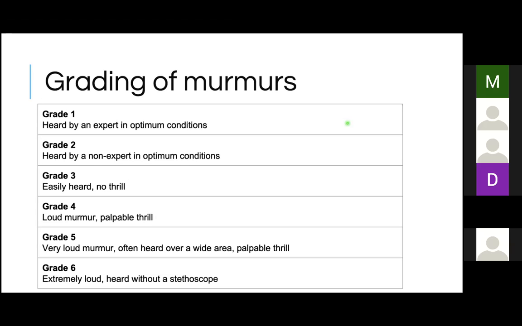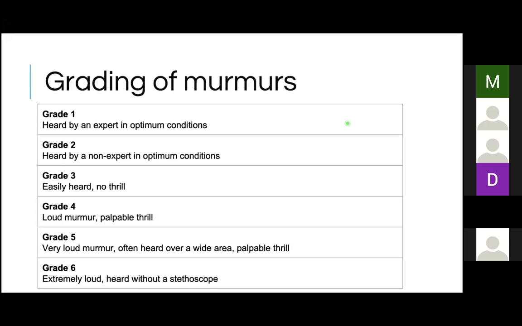Grade 4 is a loud murmur with the palpable thrill, so you hear the murmur really well, and you can also feel the murmur. Grade 5, the murmur is really loud, and then it's often heard over a wide area, so not just over the specific location. And then there's also palpable thrill. And then grade 6 is extremely loud, and you can hear it without a stethoscope. I think I've only ever heard a grade 6 once or twice.